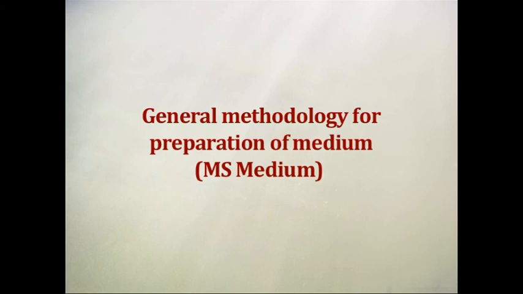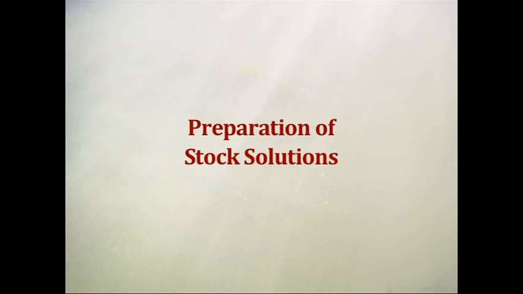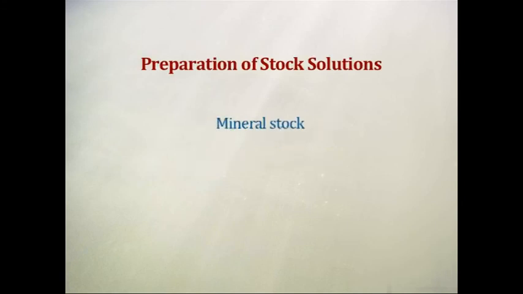Let us now see the general methodology for preparation of medium, which is MS medium in the present case. Murashige and Skoog or MS medium is the most commonly used basic media in plant tissue cultures. Let us start with the preparation of stock solutions. The first is the mineral stock.